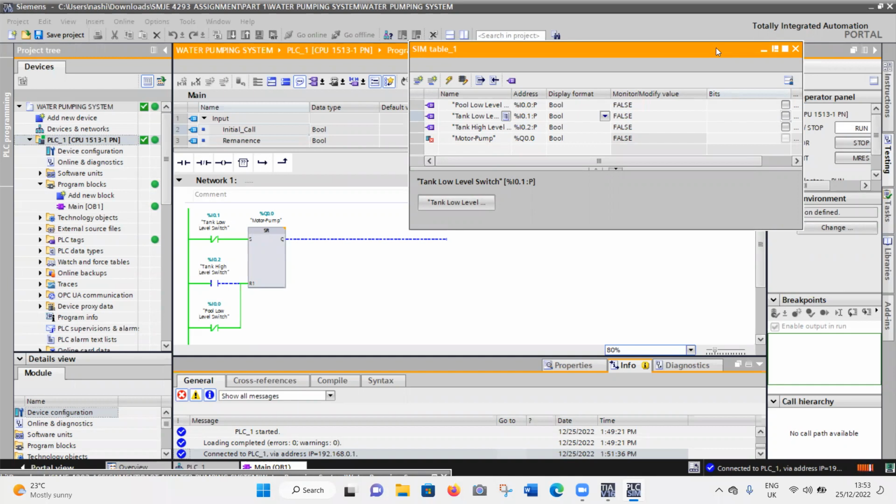Today I'm going to present my assignment on the water pumping system. I have already done the two steps before getting to the simulation. The first is the hardware configuration on the TIA portal, and the second is creating a ladder diagram.